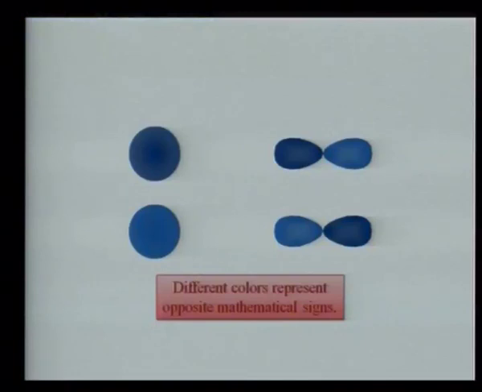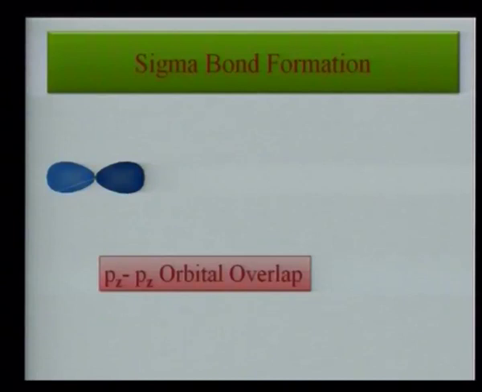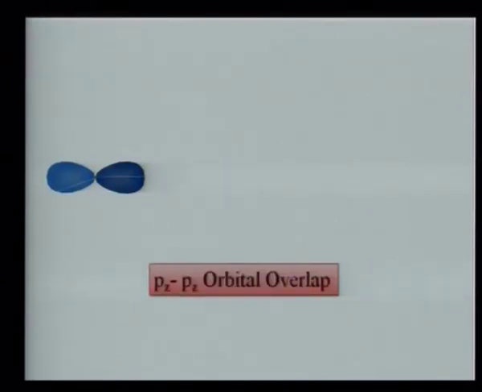Now you will see here that different colors represent opposite mathematical signs. There are two different colors: one is violet and the other is blue. Violet indicates positive sign, blue indicates negative. When pz, p orbitals overlap, this overlap gives sigma bond formation. Now these are different types of overlapping, pz. This will overlap. You just see, this is the animation.